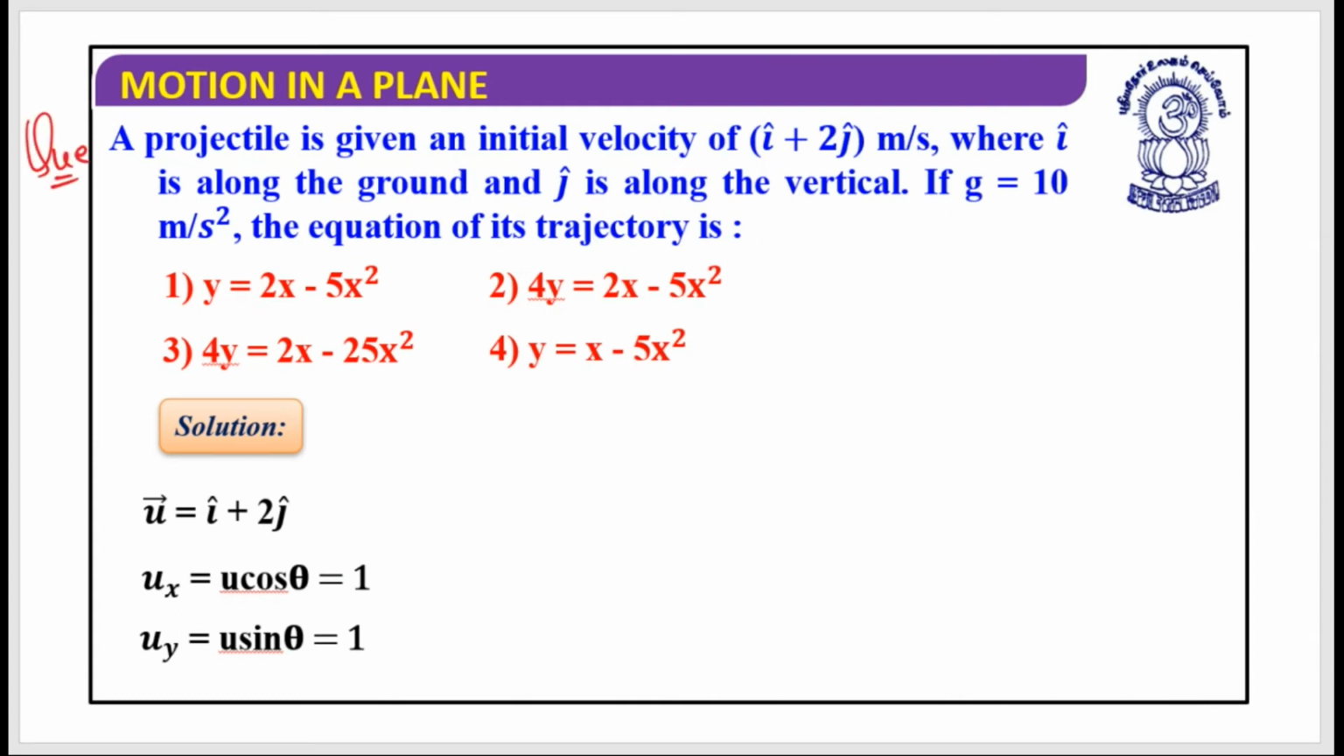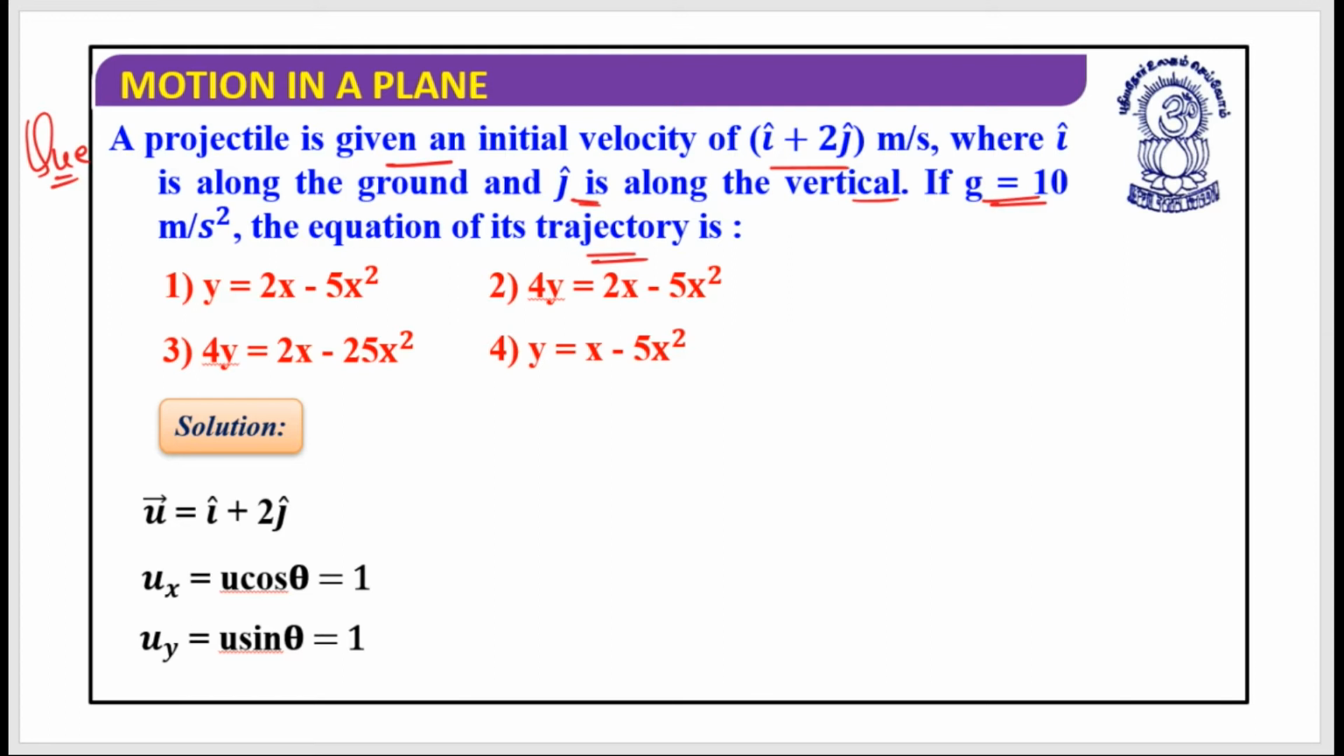Do it quickly. What does it say? It says a projectile is given an initial velocity of i plus 2j meter per second, where i is along the ground and j is along the vertical, and they have given that take g is equal to 10 meter per second squared. What do they want? They want the equation of trajectory. So how can you do this?